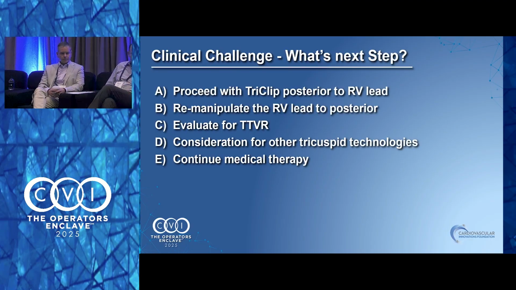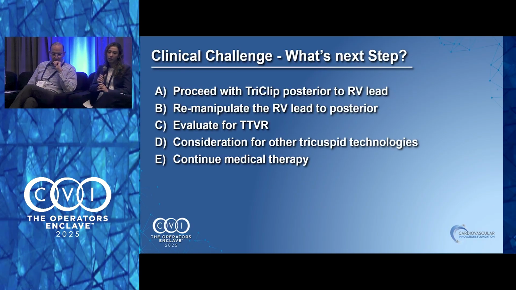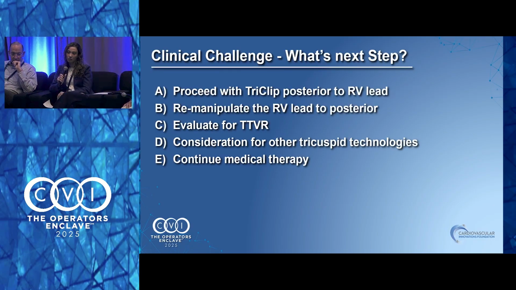Just to echo that, if it is lead associated, we will have EP come in, but a lot of times, even if you do extract these leads, the TR doesn't get better. So if we had a patient like this and we were going to move forward with the TTVR, then we would try to clip around it. I'm just curious why you manipulated the lead anteriorly instead of posteriorly.